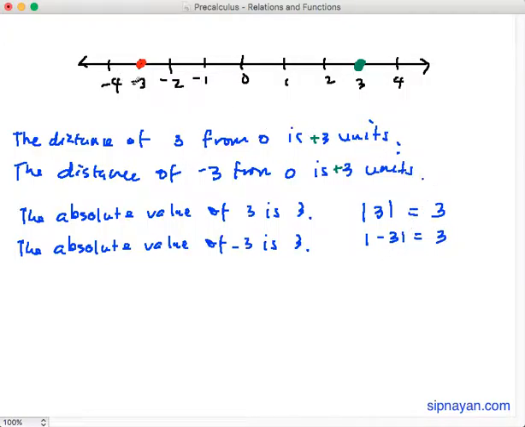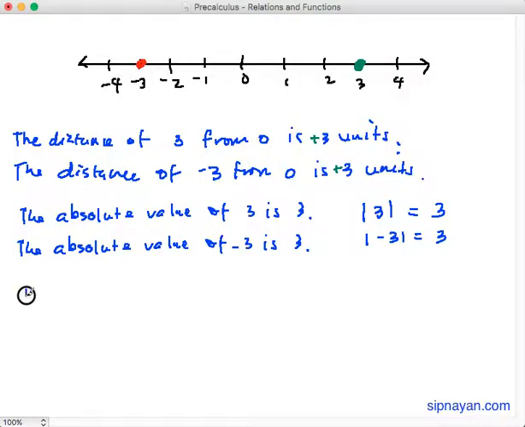Now, alam natin for any negative number, the absolute value is always positive. So, pag ang nasa loob ng bar mo ay negative, magiging positive yan. Pag positive, syempre positive pa rin. Because we're talking about distance. So, from here, pwede na natin i-define yung absolute value.